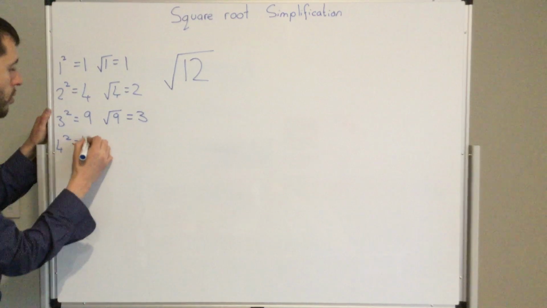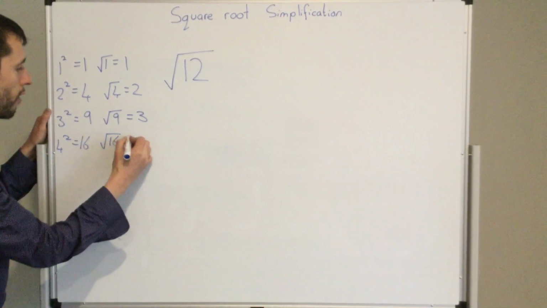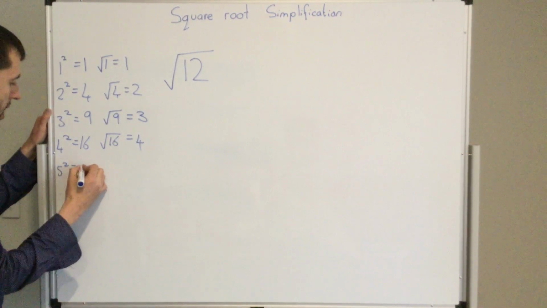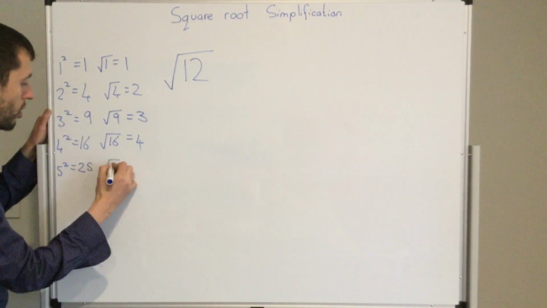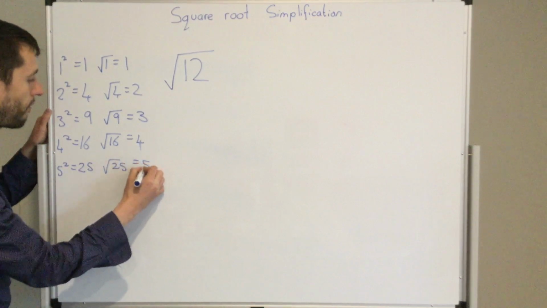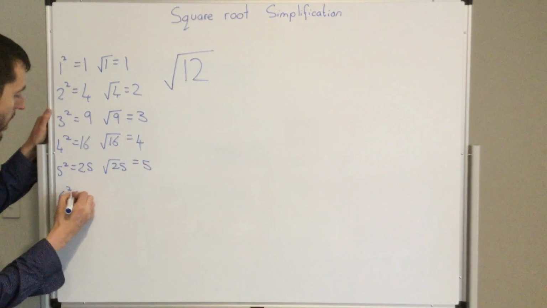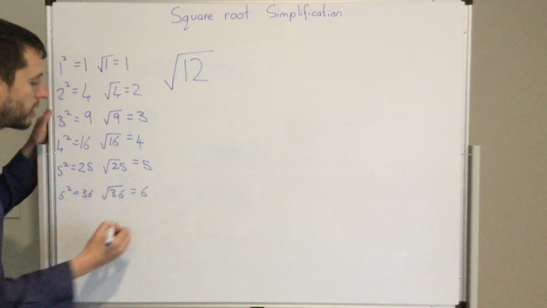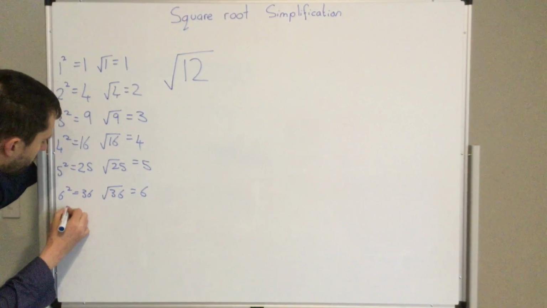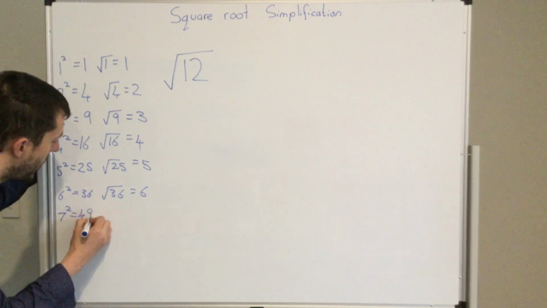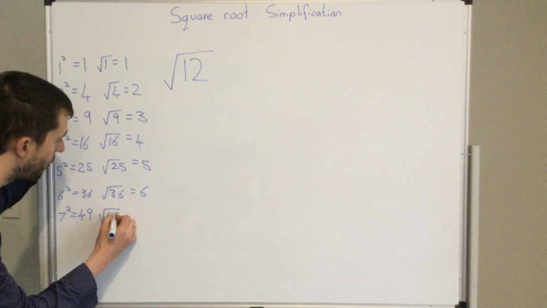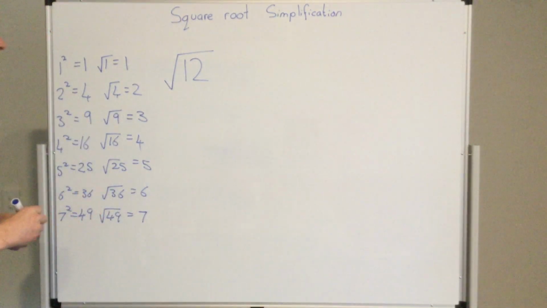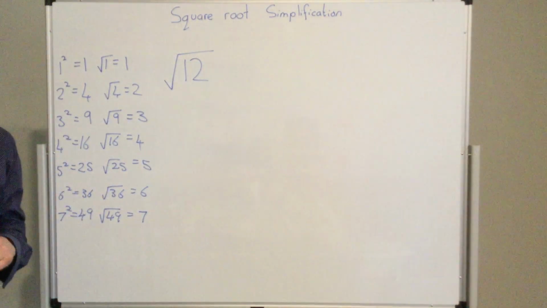4 squared equals 16, so the square root of 16 equals 4. 5 squared equals 25, so the square root of 25 equals 5. 6 squared equals 36, so the square root of 36 equals 6. Last one I'll do, 7 squared is 49, so the square root of 49 equals 7. So now we are thinking about our square roots.